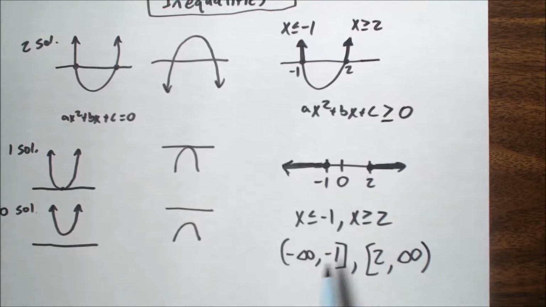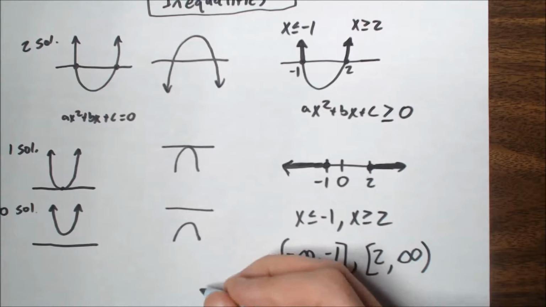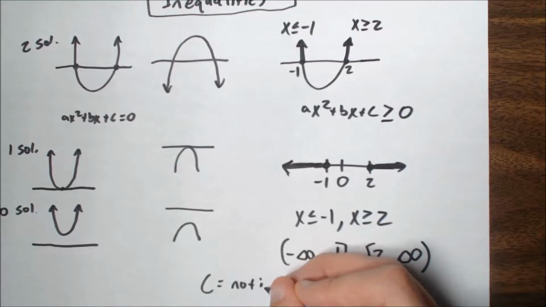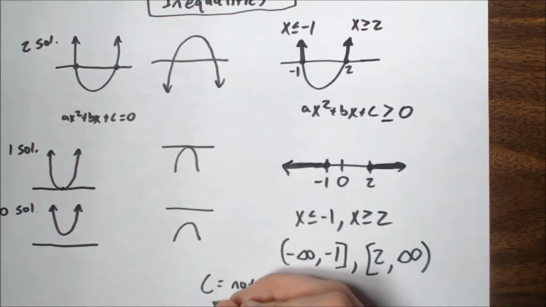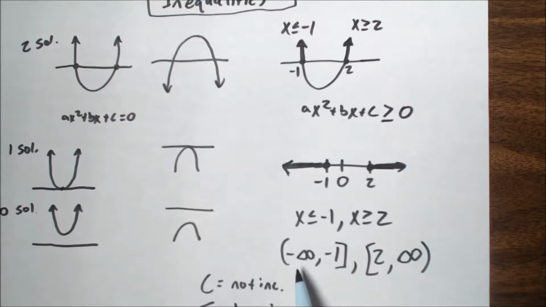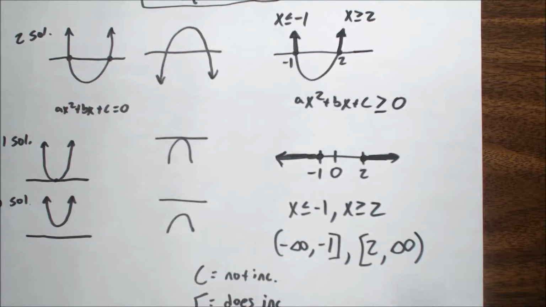Now, remember the difference between the round and the square brackets. The parentheses means it does not include the number. The square bracket means it does include the number. This does not include. This does include. All right. We never include infinity. That's just a weird little rule, but we don't ever include infinity. Infinity should always get parentheses. That's just one you have to remember.